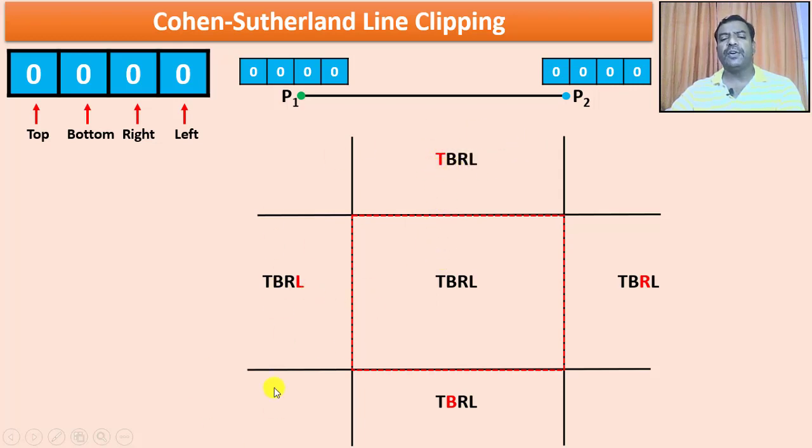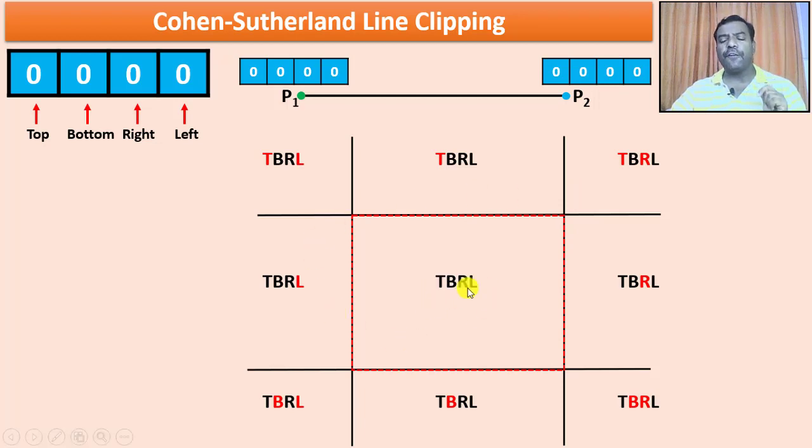Similarly, if I look at this region, what can be activated here? It is left, so the left bit should be activated. It is also bottom, so the bottom should be activated. Hence, the bottom is activated and the left is activated. Similarly, you can look into bottom-right, top-left, and top-right. Now, these are the 8 other regions we are going to use.